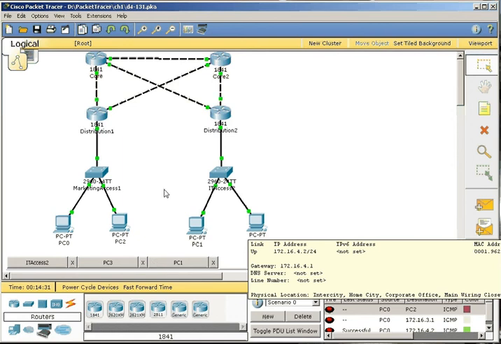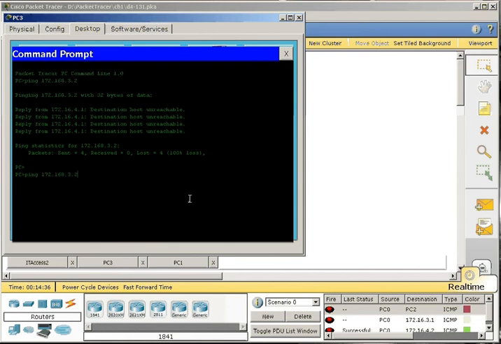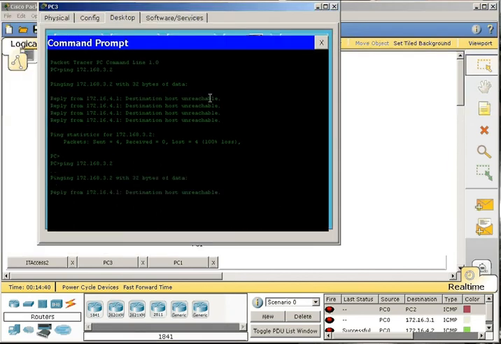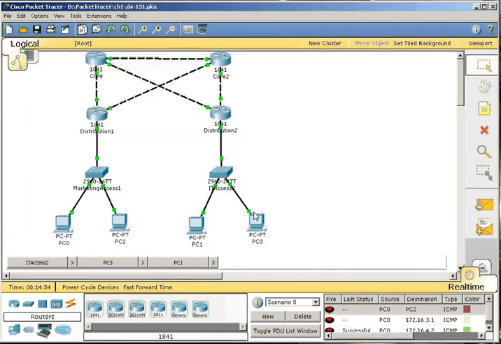And how we verify that they can't talk to each other is, let's try pinging from PC3 to PC1, and when we do that, we see that because it's not routed, because we have not set up EIGRP to route between the 16.3 and the 16.4 network, no traffic gets across.